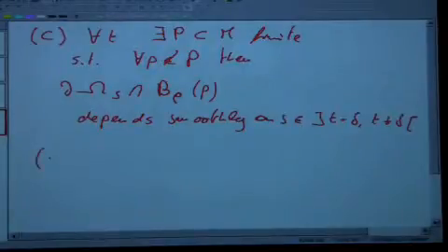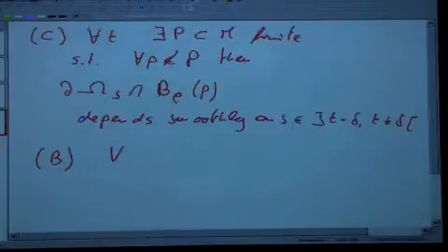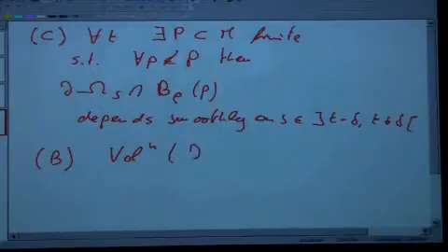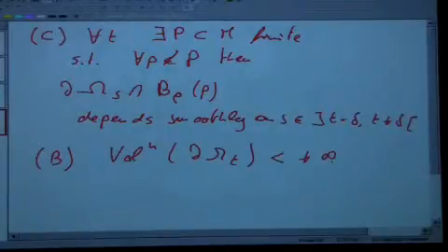So this is the final requirement. Let us call it B. The n-dimensional volume of the boundary of omega t is always less than plus infinity, and in fact it depends continuously on t also.